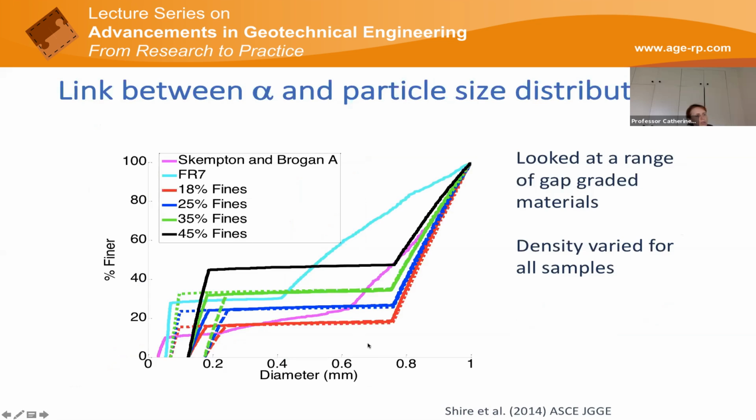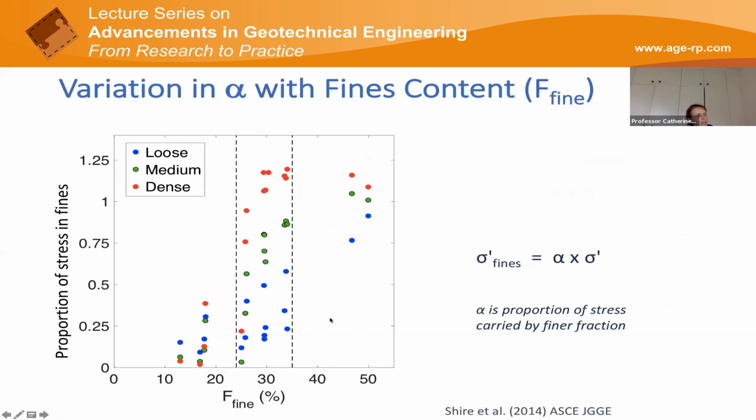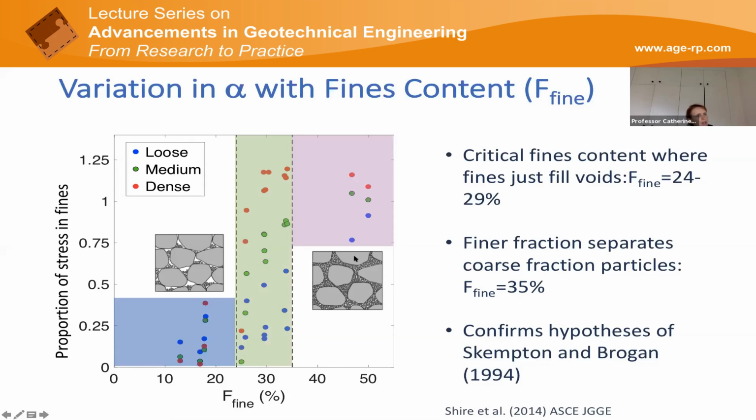And this is an image of all the different particle size distributions we looked at. And what we could see is that the proportion of stress in the fines depends on the fines content. So if we've got a fines content of less than 25%, the fines carry relatively low stress. If it's higher than 35%, they carry a relatively large amount of stress. And there's a zone where the proportion of stress carried by the fines depends on the density. There's a systematic increase in the stress carried by the fines as the sample density increases.